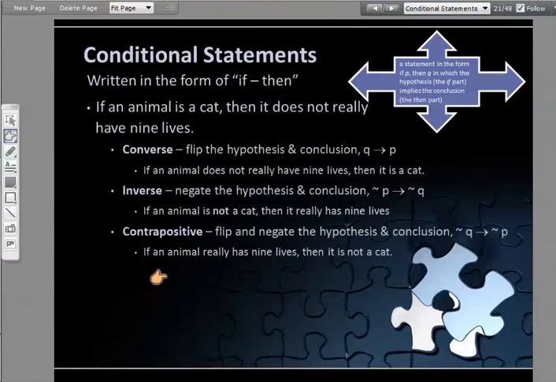And a contrapositive, you're going to flip and negate. See how it says not Q implies not P? So I'm flipping it. If an animal really has 9 lives, then it is not a cat. Sounds like they messed that one up too, because to me, cats always have 9 lives.